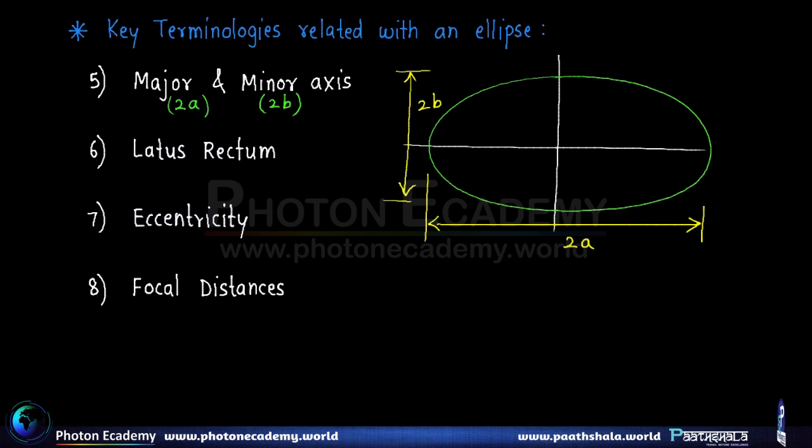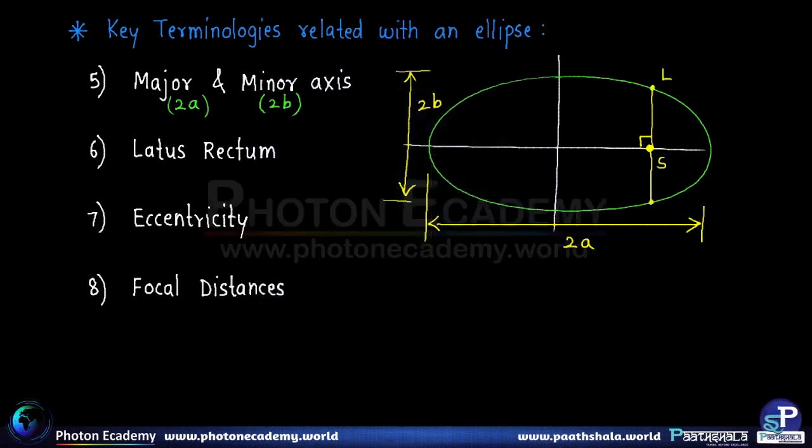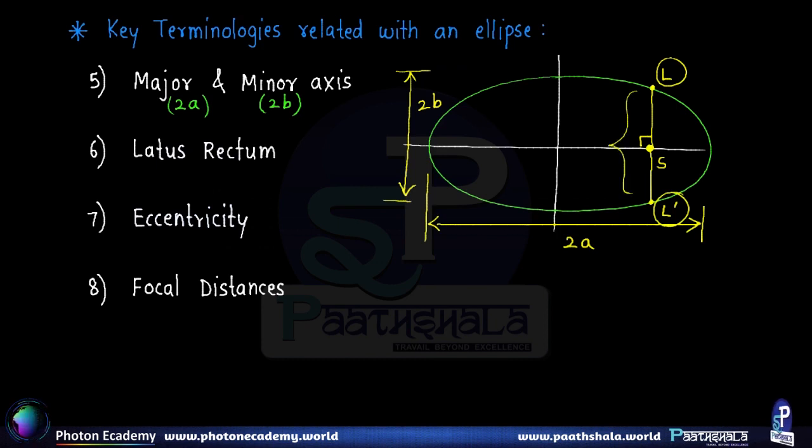Then we have latus rectum. Now latus rectum is that segment which is drawn from the focus of the ellipse and perpendicular to the major axis of the ellipse. So suppose this is focus S, drawn perpendicular to it is this particular segment, and let it cut the ellipse at points L and L dash. So this particular segment LL dash is called the latus rectum. Now we have to find out the coordinates of the extremities of the latus rectum as well as the length of the latus rectum itself. So let us do that derivation quickly.